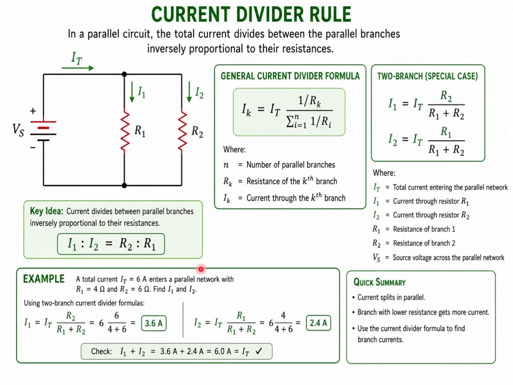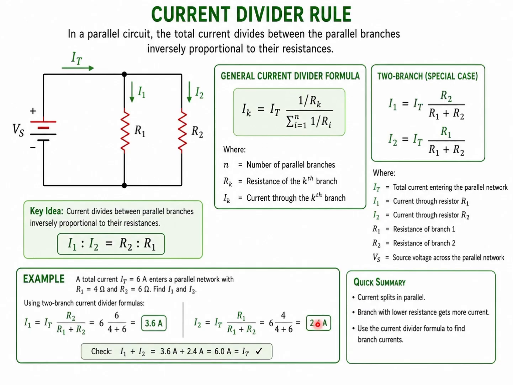So basically that's that. And if we have values like the total current is 6 amperes, the resistor R1 is 4 ohm, R2 6 ohm, find I1 and I2. We are going to have I1 equal to, we know the formula already, you just substitute. It is 6 amperes, times R2, 6 ohms, divided by R1 plus R2, which is 4 plus 6. That is going to give us a current of 3.6 amperes. And we are going to do the same for I2. 6 amperes multiplied by 4 divided by 4 plus 6, we're going to have 2.4 amperes.